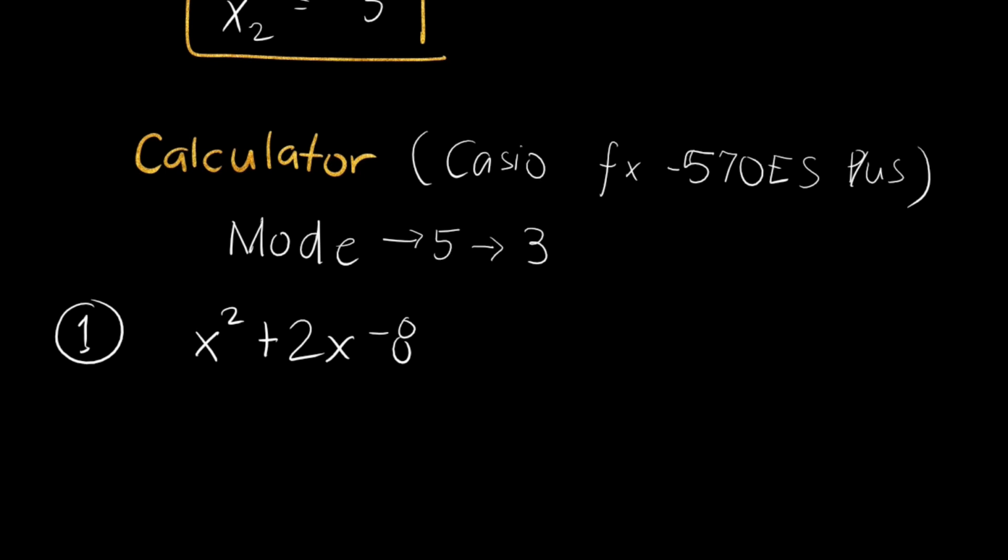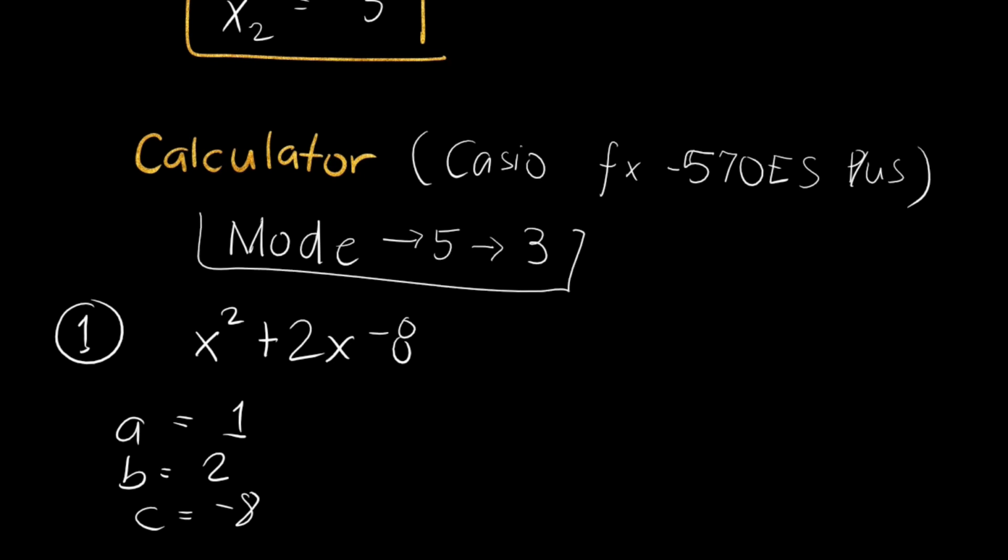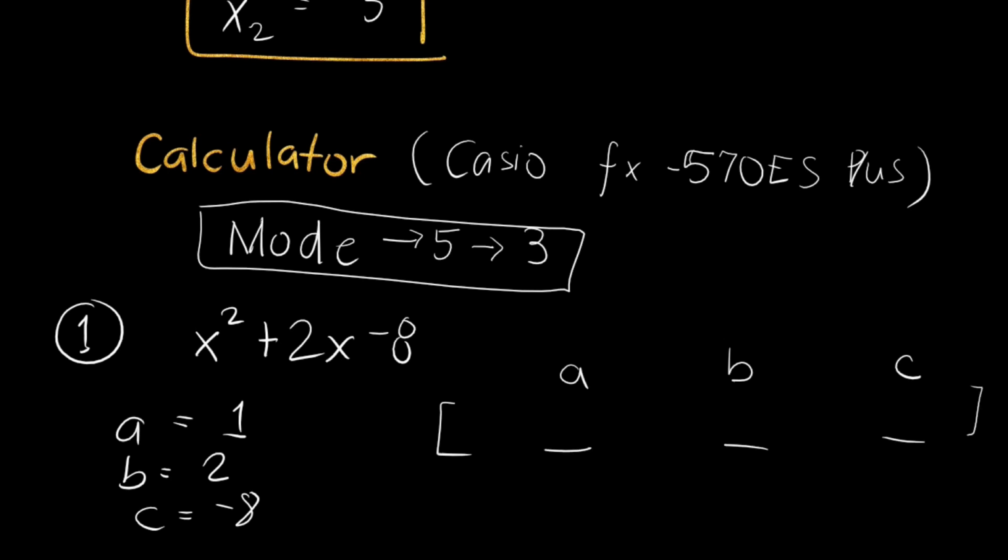Tama? Ngayon, ganun ulit yung gagawin mo muna. Alamin muna sino si A. A is equal to 1, B is equal to 2, and C is equal to negative 8. You just have to press mode 5, 3. So, try natin gawin yun. Mode 5, 3. Tapos, meron dyang lalabas na A, B, C. Ang gagawin mo dyan is i-input mo yung values na to. Si 1, si 2, tsaka si negative 8.